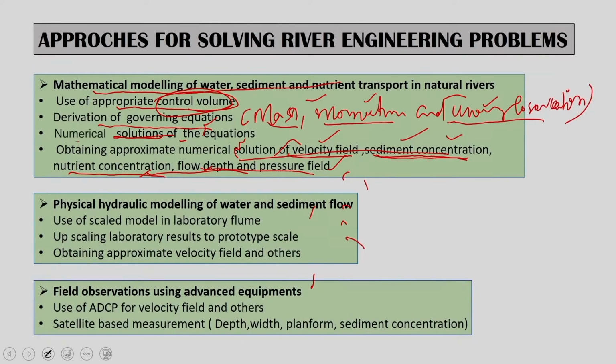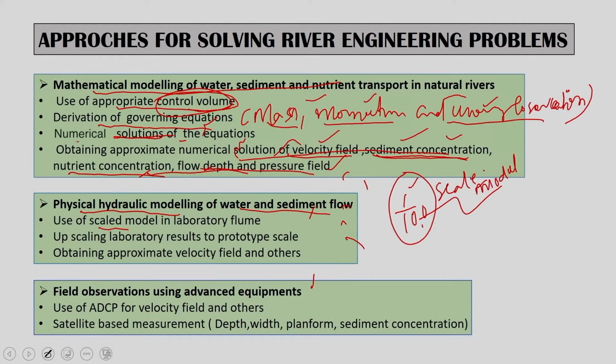Many times we also go for physical models for water and sediment transport. I will show some photographs later on. We can have scale models, that means you can make a 1:100 scale model, and we can solve these problems. So the scale is 1:100, okay. 100 units of the prototype represent 1 unit of the scale model. That is how you can use a scale model in the laboratory.